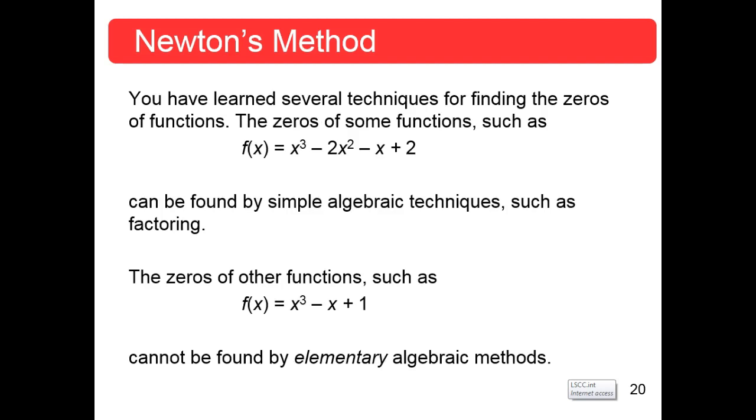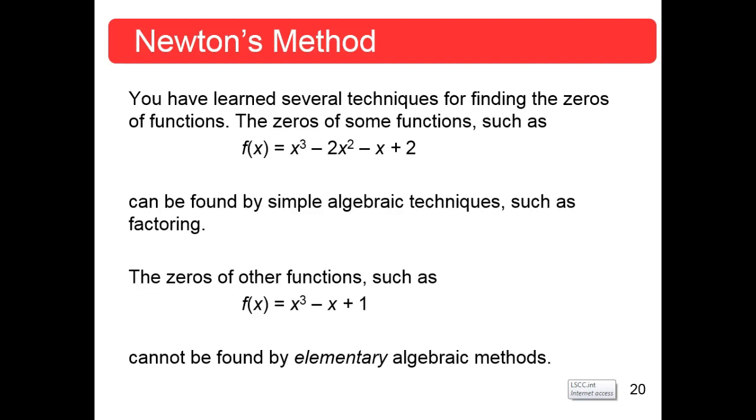You have learned several techniques for finding zeros of functions. The zeros of some functions, such as f of x equals x cubed minus 2x squared minus x plus 2, can be found by simple algebraic techniques such as factoring by grouping. That will work in this case because when you pull out the x squared, you have an x minus 2, and when you pull out the minus sign, you have an x minus 2.